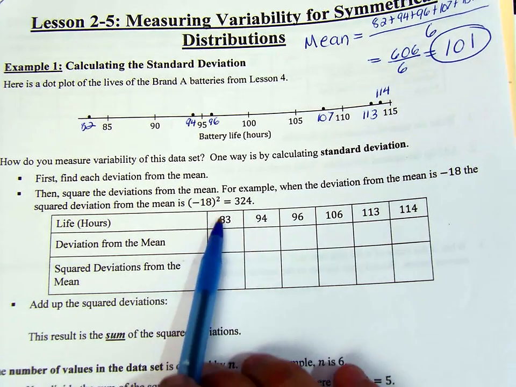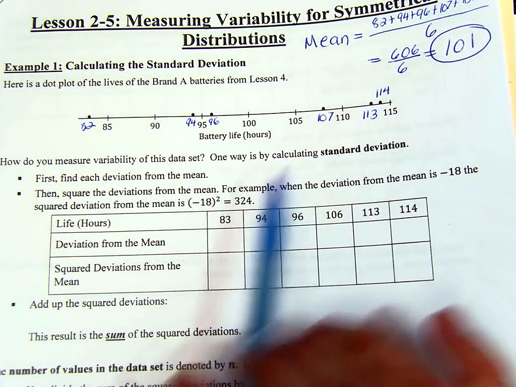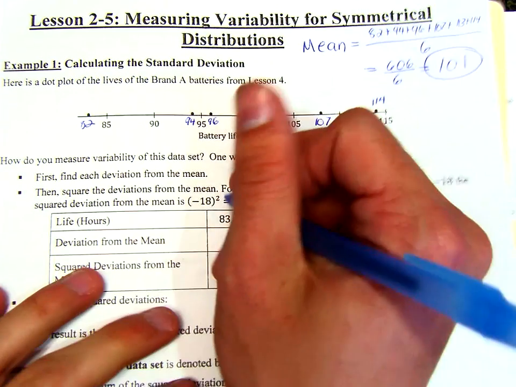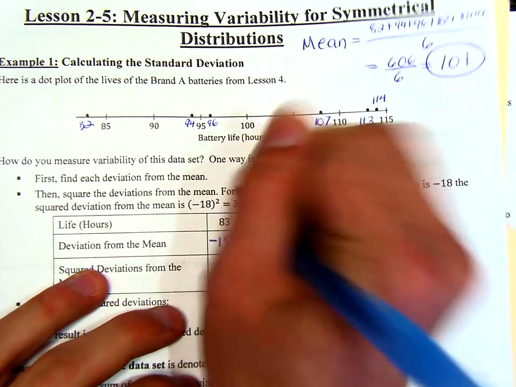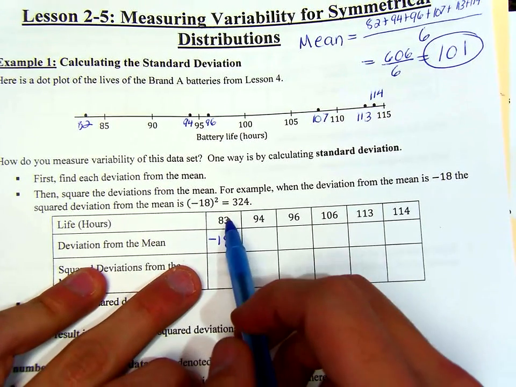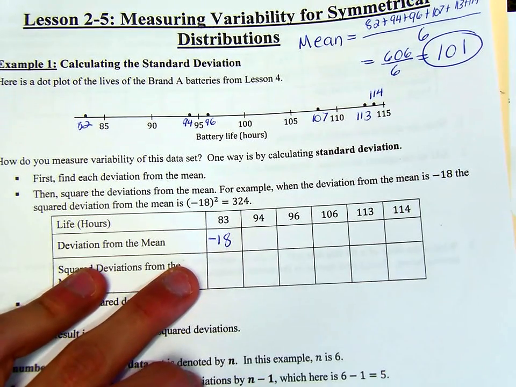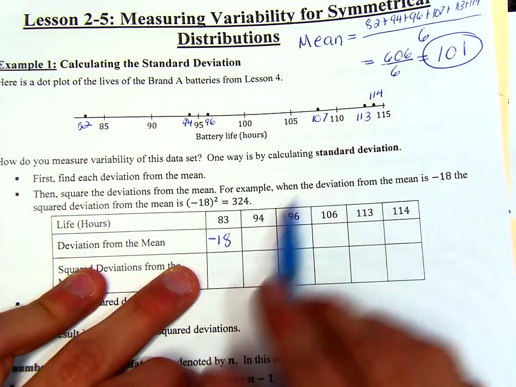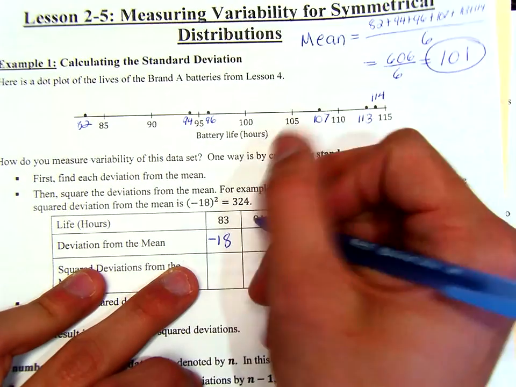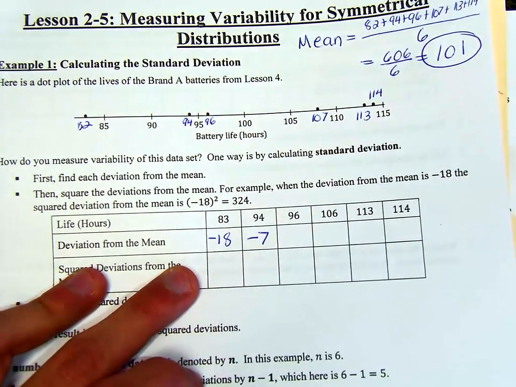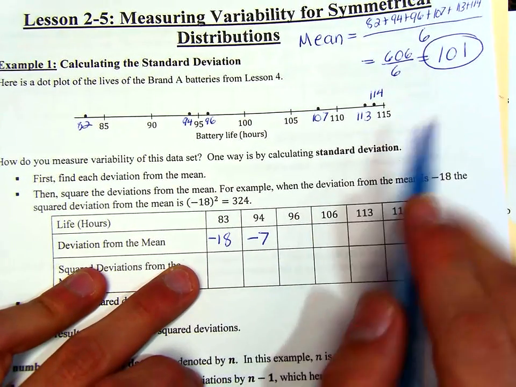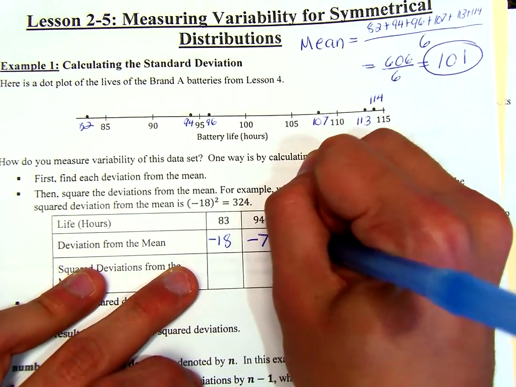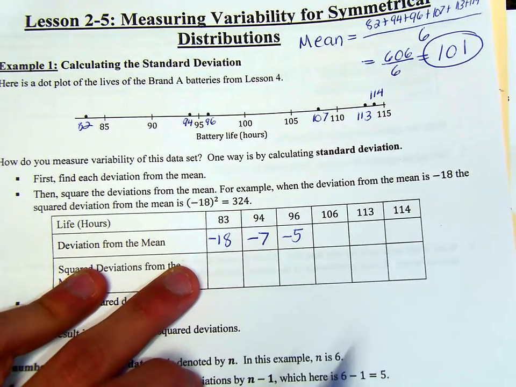So now we have to figure out the deviations from the mean. So if we know our mean is 101 and we have 83, we're going to do 101 minus 83, and it would be minus 18. Because we have to take 101, subtract 18 to get 83. If we go on to 94, 101 minus 94 is 7, so we do minus 7. 101 minus 96 is going to be a minus 5.